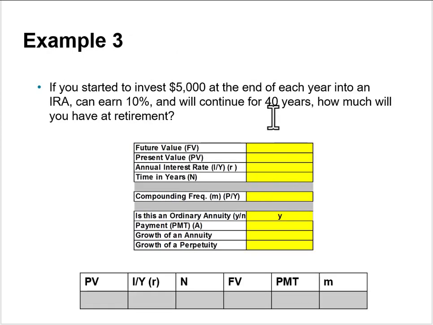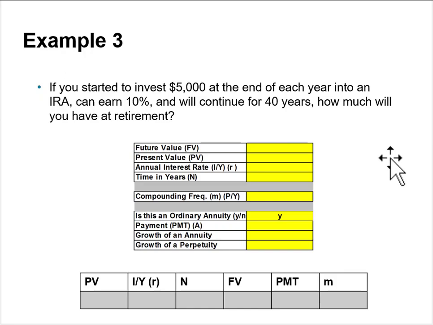So let's think about a retirement example. Let's assume you want to invest $5,000 at the end of each year into an IRA. You can earn 10%. You expect to retire in 40 years. How much do you think will be there at the end of retirement? Again, plug this in. The answer is in the notes of the PowerPoint for this particular presentation.